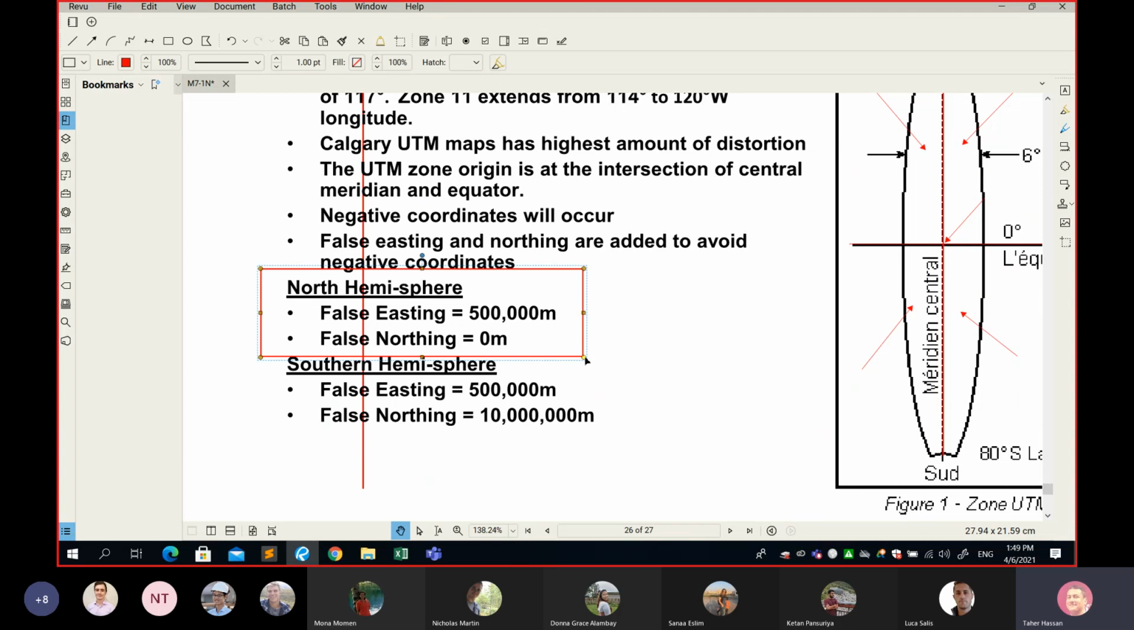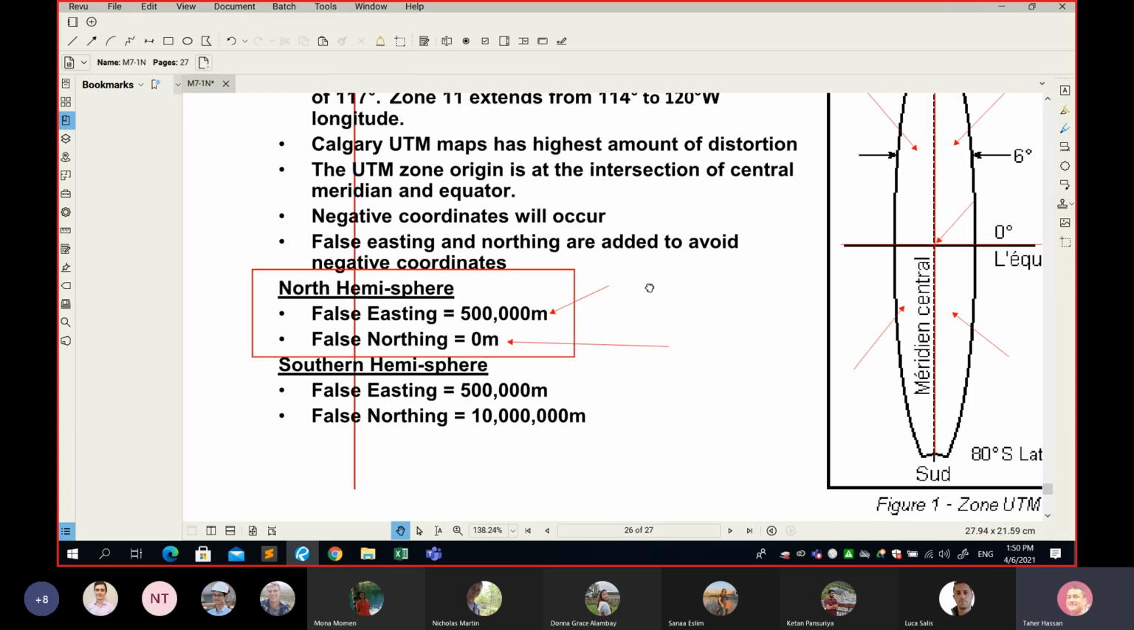In the North Hemisphere, do we have any problem with the northing? Anywhere above the equator, do we get any negative value for the northing? No. And you can see I don't have to do anything, so 0, okay? I don't have to add anything. All you have to do is add this number here, 500,000 meters. If you add 500,000 meters to all the coordinates in UTM in the North Hemisphere, you will never see any negative value of the easting.